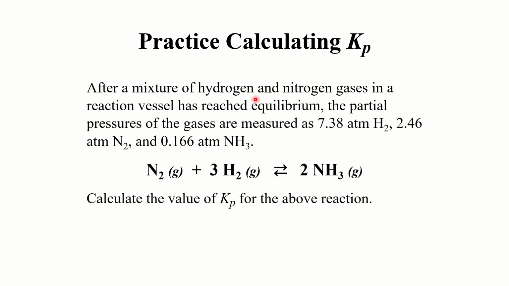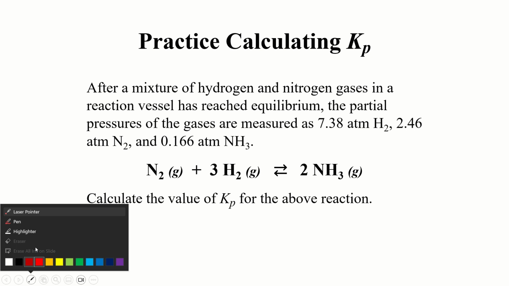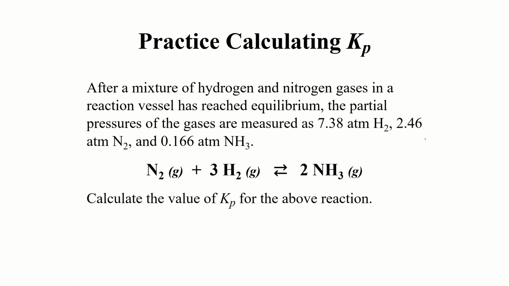All right, next, let's look at a Kp expression. After a mixture of hydrogen and nitrogen gases in a reaction vessel has reached equilibrium, the partial pressures of the gases are measured as 7.38 atmospheres H2, 2.46 atmospheres N2, and 0.166 atmospheres NH3. Calculate the value of Kp for the above reaction. Again, I don't have the work on the slide, but I will write it out here down below to help you follow along. So start by writing your Kp expression.